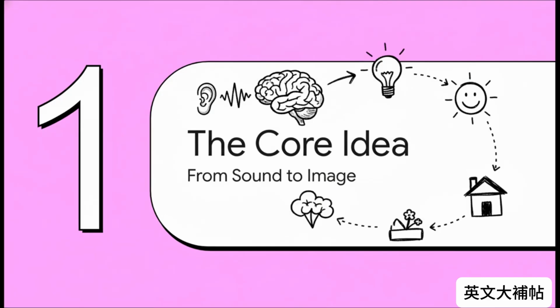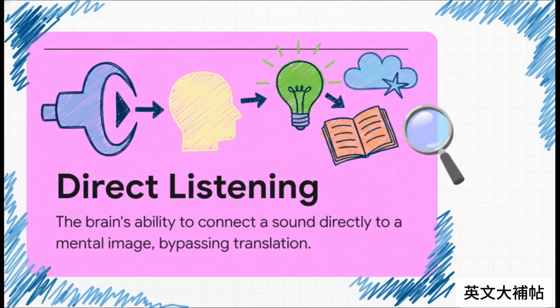So, how in the world does this work? The entire method is built on one simple foundational idea. It's all about rewiring your brain to connect sounds not to other words, but directly to pictures in your mind. This is called direct listening. And it's not some new language learning trick. It's about tapping into something your brain already knows how to do naturally.